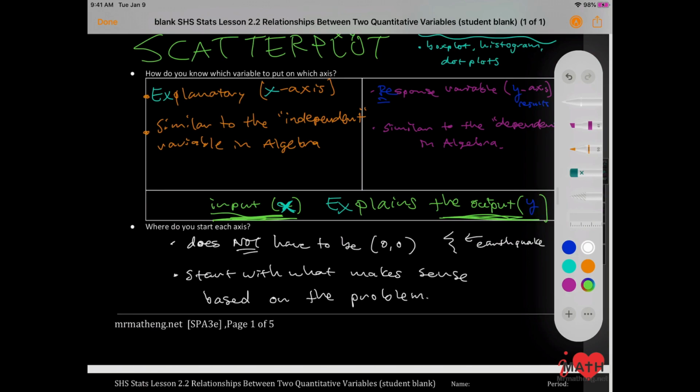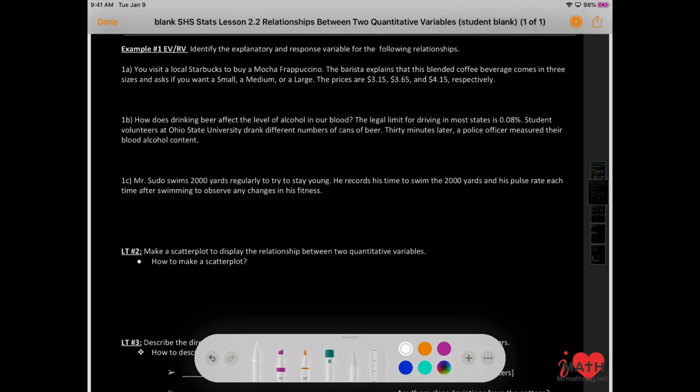Okay, that's page 1. Let's go ahead and try some examples there on page 2. All right, let's try these examples. Example 1, EV and RV. Identify the explanatory variable and the response variable from the following relationships. 1a. You visit a local Starbucks to buy a mocha frappuccino. The barista explains that this blended coffee beverage comes in 3 sizes and asks if you want a small, medium, or a large. The prices are this, this, and this respectively.